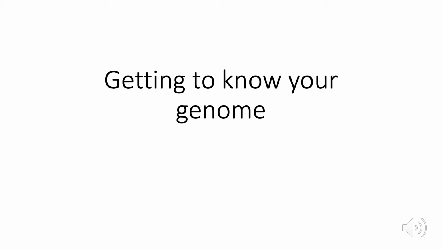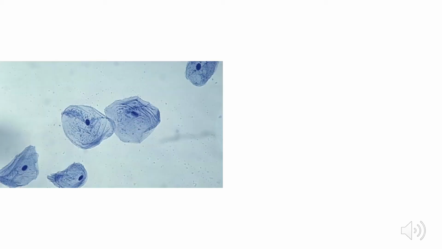This is the second presentation of a three-part series that helps you to get to know your genome. In this part we look at what your genome looks like. To do this we have to look inside your cells. We can see inside your cheek cells using an ordinary school microscope. You can see the nucleus very clearly in the middle of the cells.